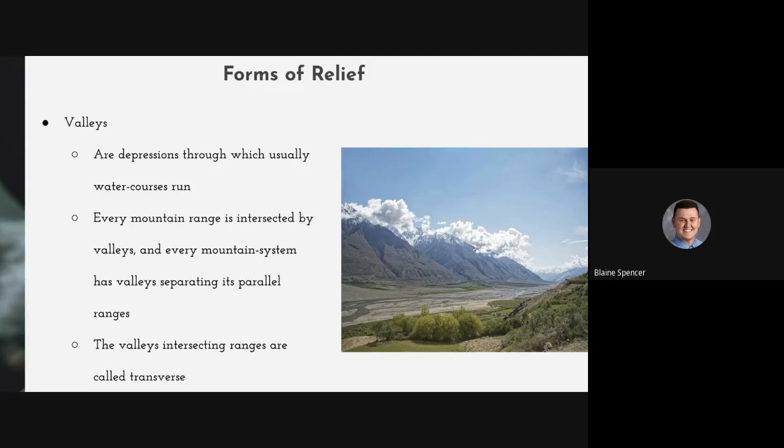Okay. Because these valleys that intersect these ranges, this range and this range, this is a separate range, this is a separate range. These valleys are called transverse. They are called transverses.